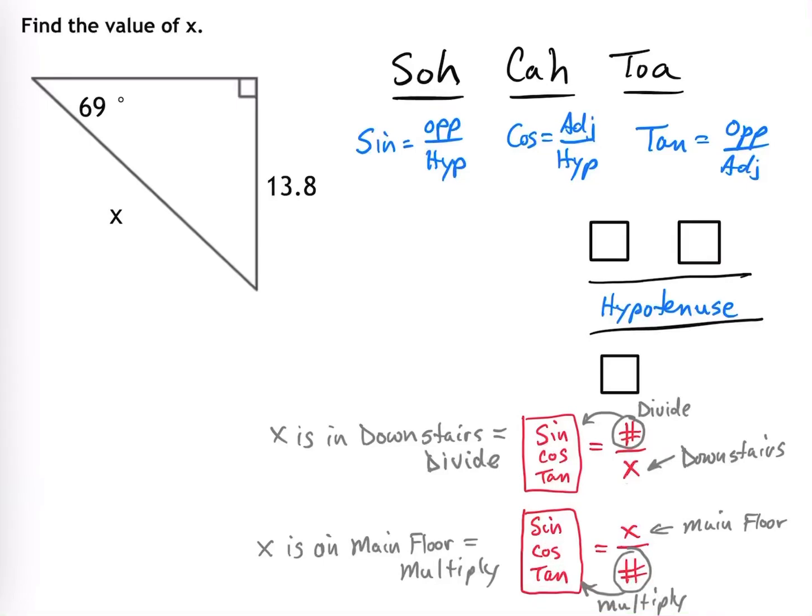All right, this video is going to walk you through how to find the missing side of a right triangle when given a side and an angle. In a right triangle, you can use this idea of sine, cosine, or tangent. It's easy to know which one's which by memorizing the word SOHCAHTOA.